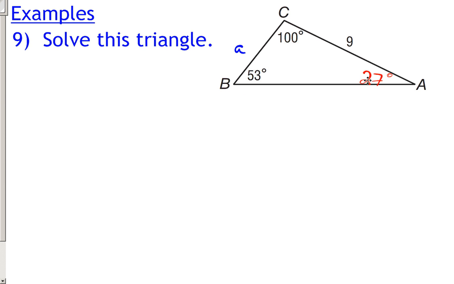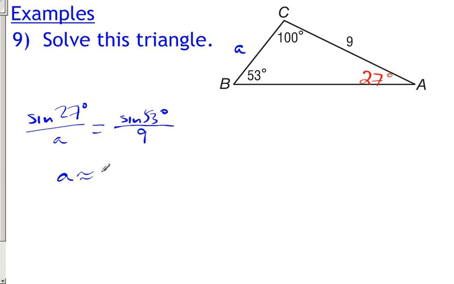Okay, to get side A, we have to use law of sines, because remember, this isn't a right triangle. So sine 27 degrees over A is the same ratio as sine 53 degrees over 9. Okay, you kids know how to solve this by now. Cross multiply, divide, and you get A is around 5.12, whatever unit this is.